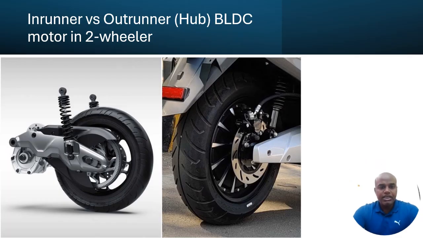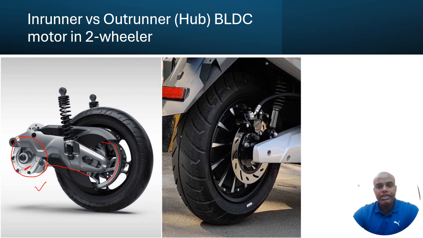As I've stated earlier, outrunner and in-runner motors both find application in two-wheelers, three-wheelers, as well as drones and aircraft. The first picture shows the in-runner motor implemented for a two-wheeler application. The motor is placed in between and connected through a gear system and chain system, which rotates my wheels.